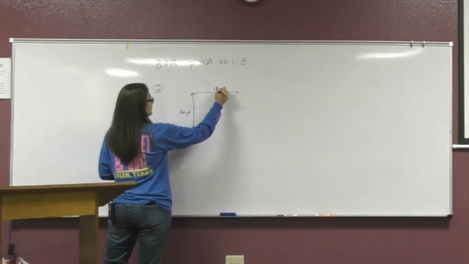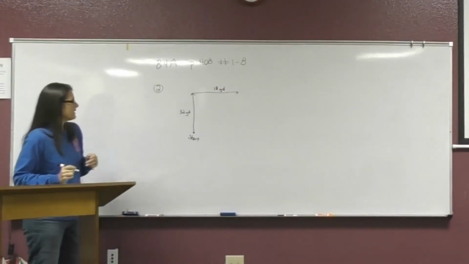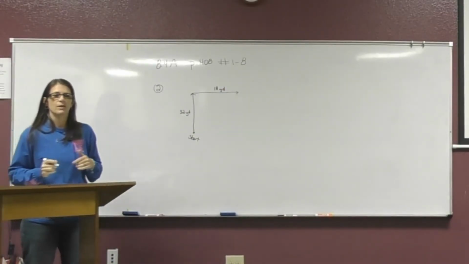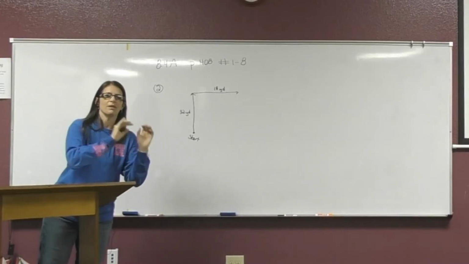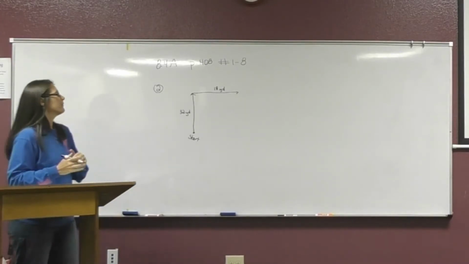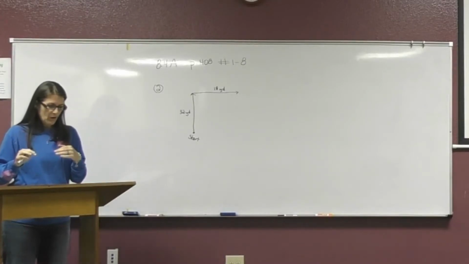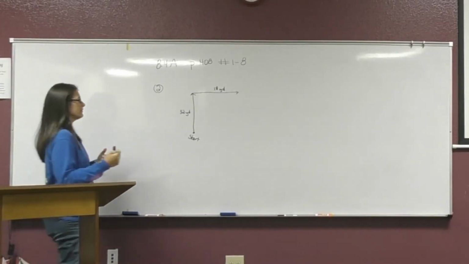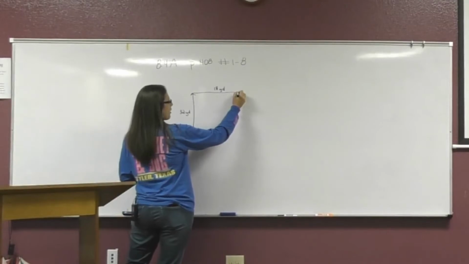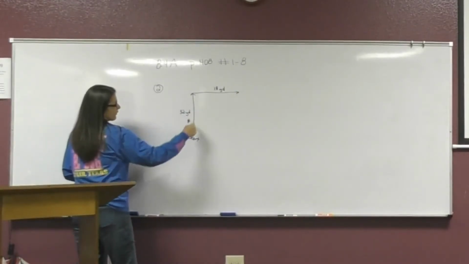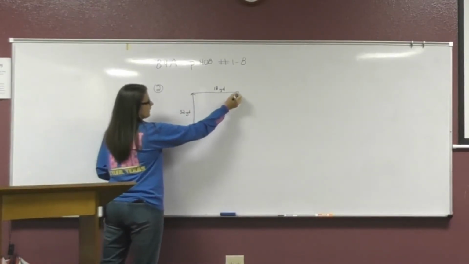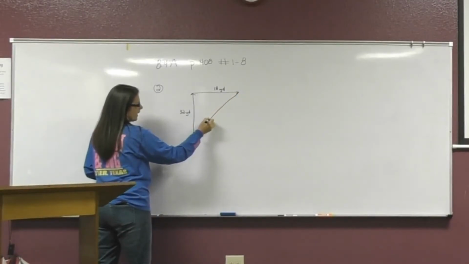I know that my 18 looks about as long as my 32, but if you've been in geometry, you know to go by the numbers, you never go by the picture, okay? So the question is, how far away are they from their starting point? So this is where they're at now. So how far are they from here? Well, all we have to do is draw a hypotenuse.